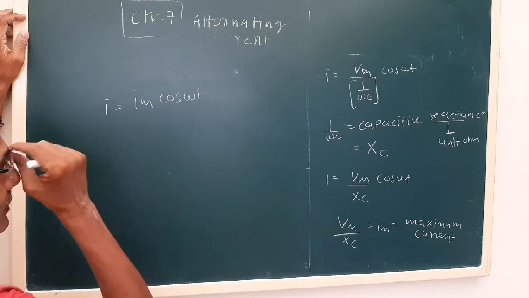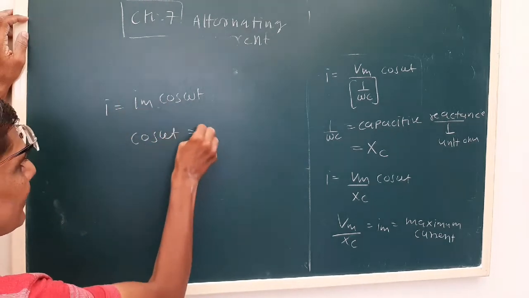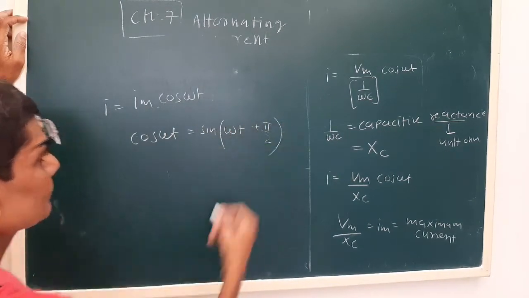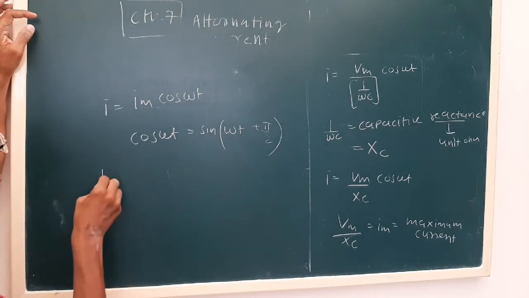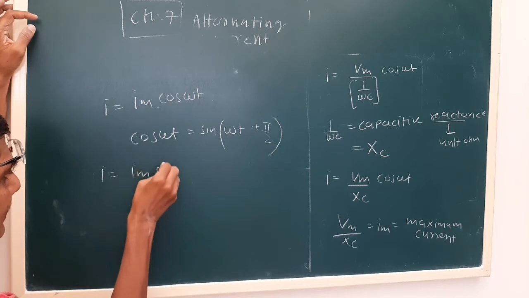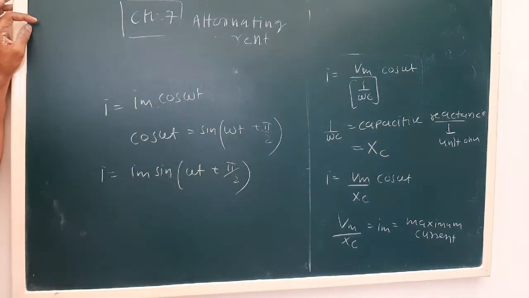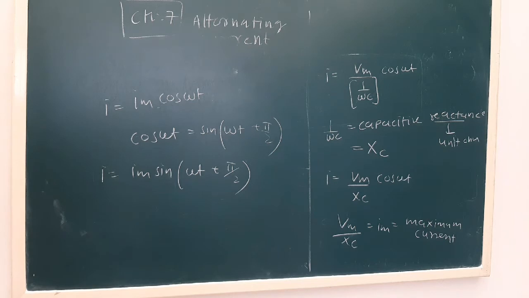Now see, cos omega t we can write as sin of omega t plus pi by 2. That is known to you, that is a trigonometric identity. So I is equal to Im sin of omega t plus pi by 2. See, our voltage supplied was sin omega t. The current is sin of omega t plus pi by 2. So what we can say?